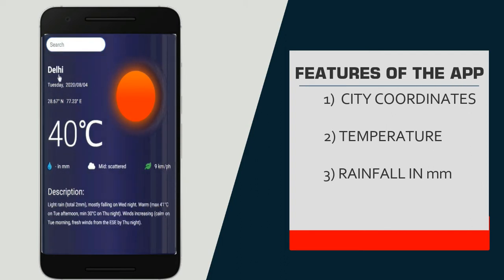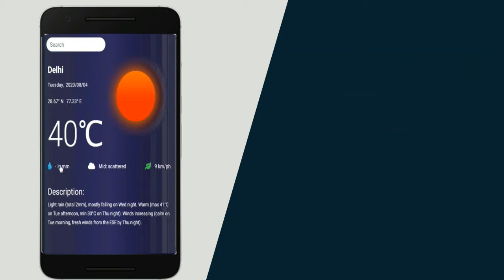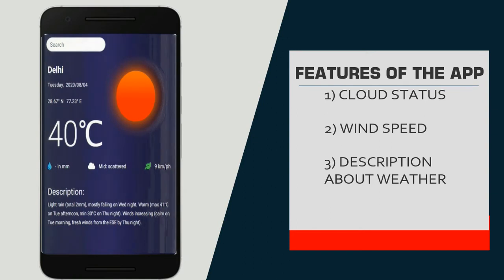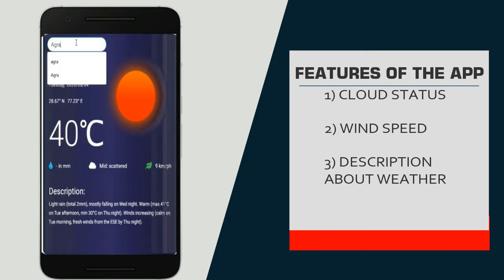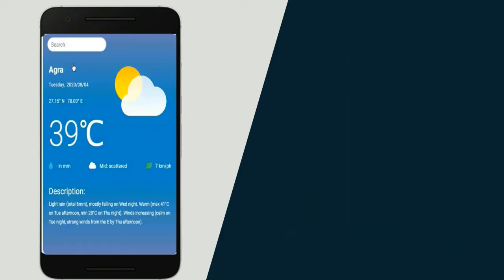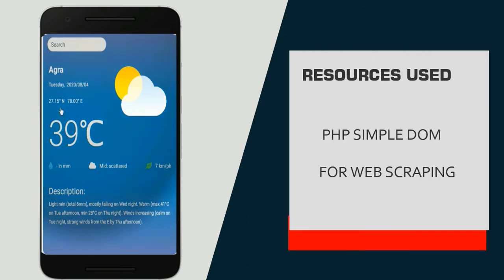So how it works is simply you can enter the name of the city you want in the search bar. Once you do this, you can click on enter, and in about 1 or 2 seconds it will show you the name of the city, the day and the date, along with other details such as latitude, longitude, temperature in degrees Celsius, the rainfall in millimeters, the cloud status, the wind speed, and a small description about the weather in the entire region.